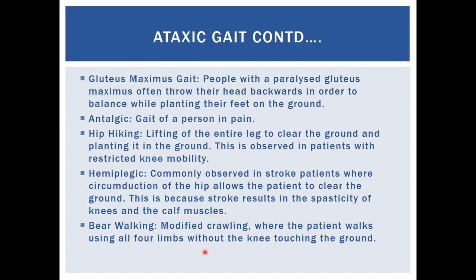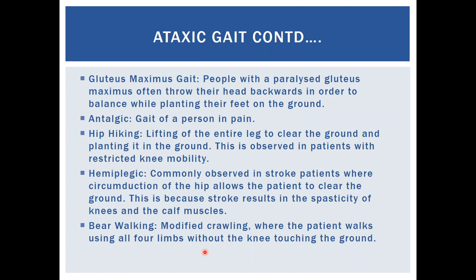And then you have the hip hiking gait, where the entire leg is lifted and planted on the ground. Usually this is observed in people with restricted knee mobility. For example, someone has had a plaster of Paris cast on their knee for a very long duration, a couple of months or so. When the cast is removed, the knee is still very rigid, and it's not flexible enough for facilitating flexion. So that would result in the person lifting the entire leg and planting it on the ground, and that is the hip hiking gait. And then you have the hemiplegic gait, which is commonly observed in stroke patients.